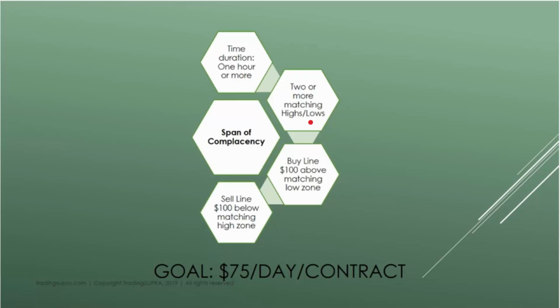Okay, so now with a minimum duration of one hour, two or more matching highs or lows. If we envision this, the market's trading along, and we've got two or more matching highs or matching lows. Let's just refer to lows for a moment. We get a low. At least an hour goes by, if not more, and now the market retests that same low. That's what I'm talking about here. When we have that, we place what I call the buy line, which is one of the algorithms that I've made. It's a strategy in NT8. I place the buy line $100 above the matching lows that we just located, or if it's a high, the sell line goes $100 below the matching high.